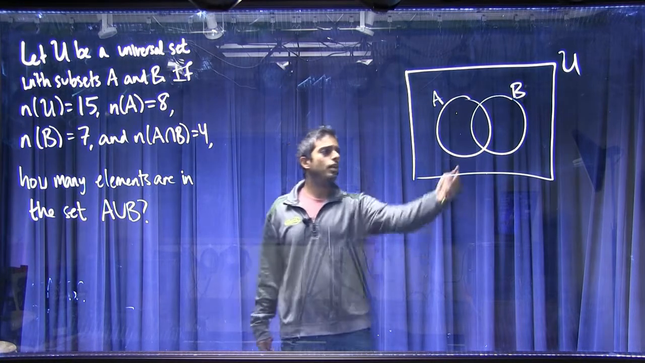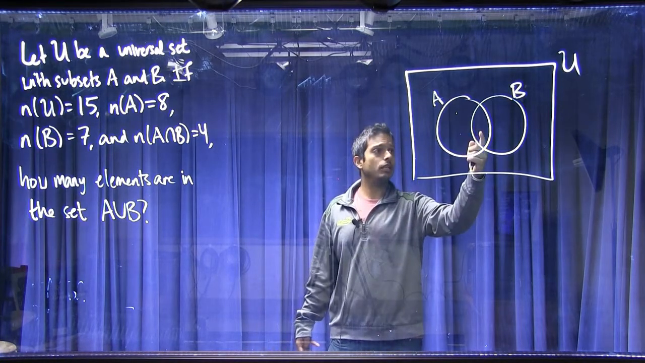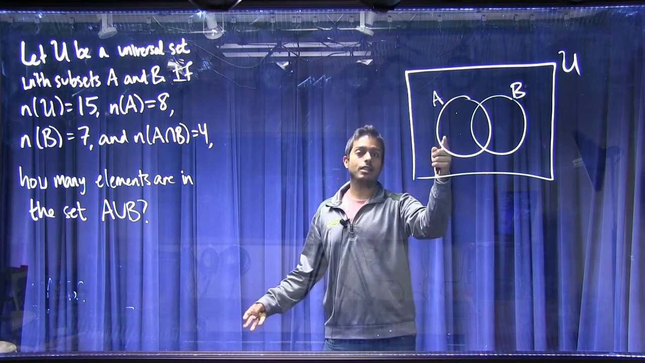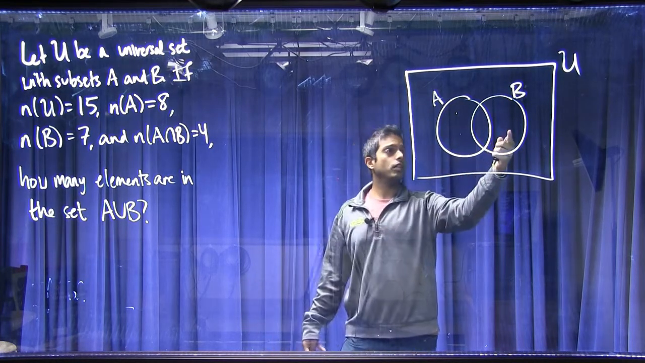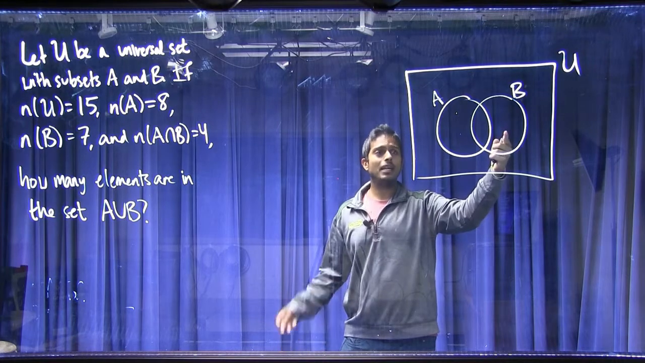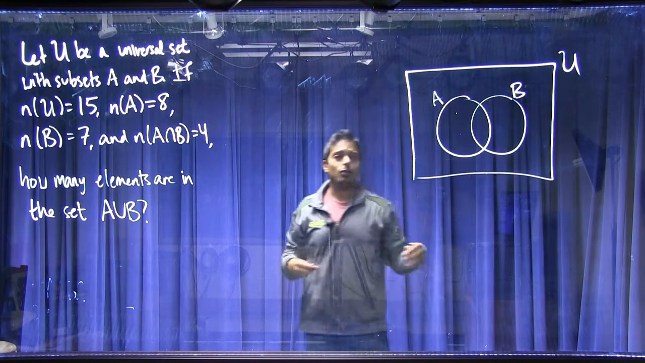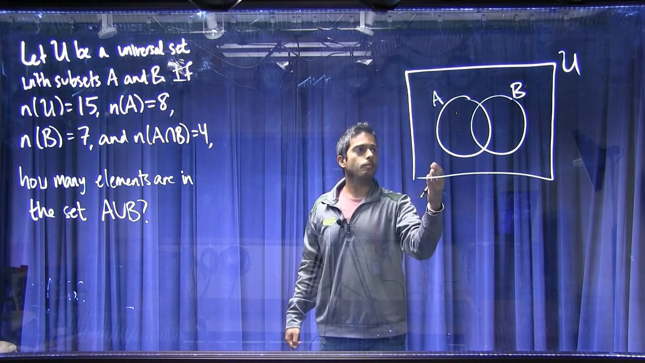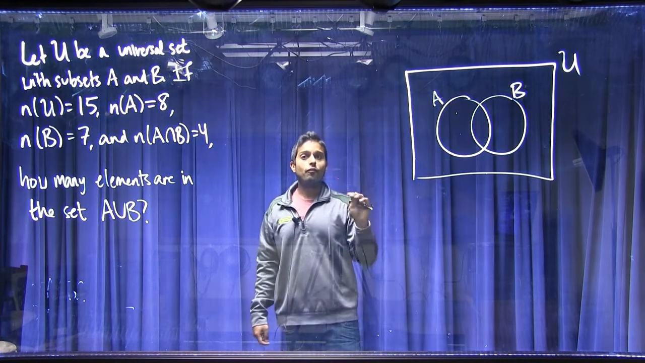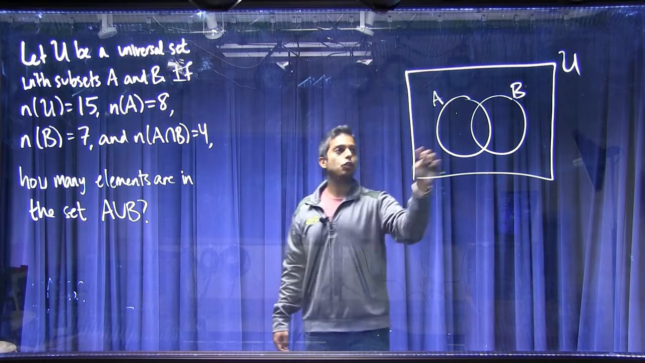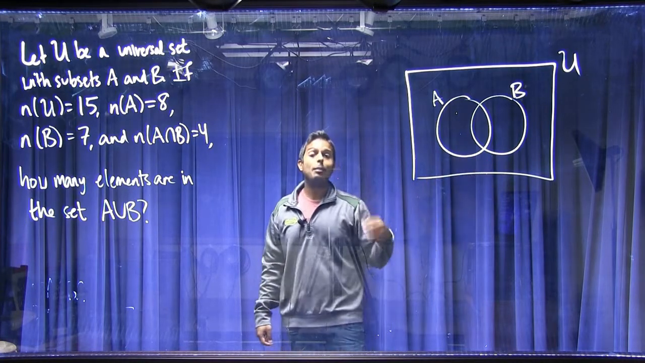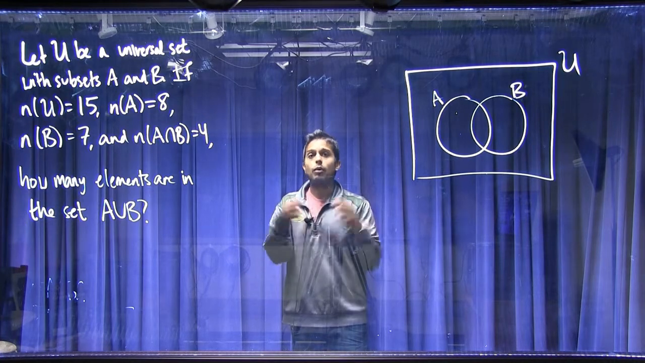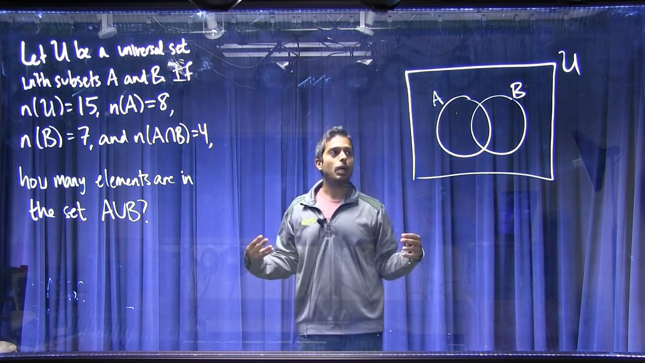For example, the part in the middle is A intersect B. The part over here, it's in A but not in B, so it's A intersect B complement. Similarly here, it's B intersect A complement. And then on the outside, we're not in A and we're not in B, so it's A complement intersect B complement. What we're going to do is fill in numbers into each of the four parts that represent how many elements are in those parts. So we start from the middle and we work out. And so let's do that for this problem.